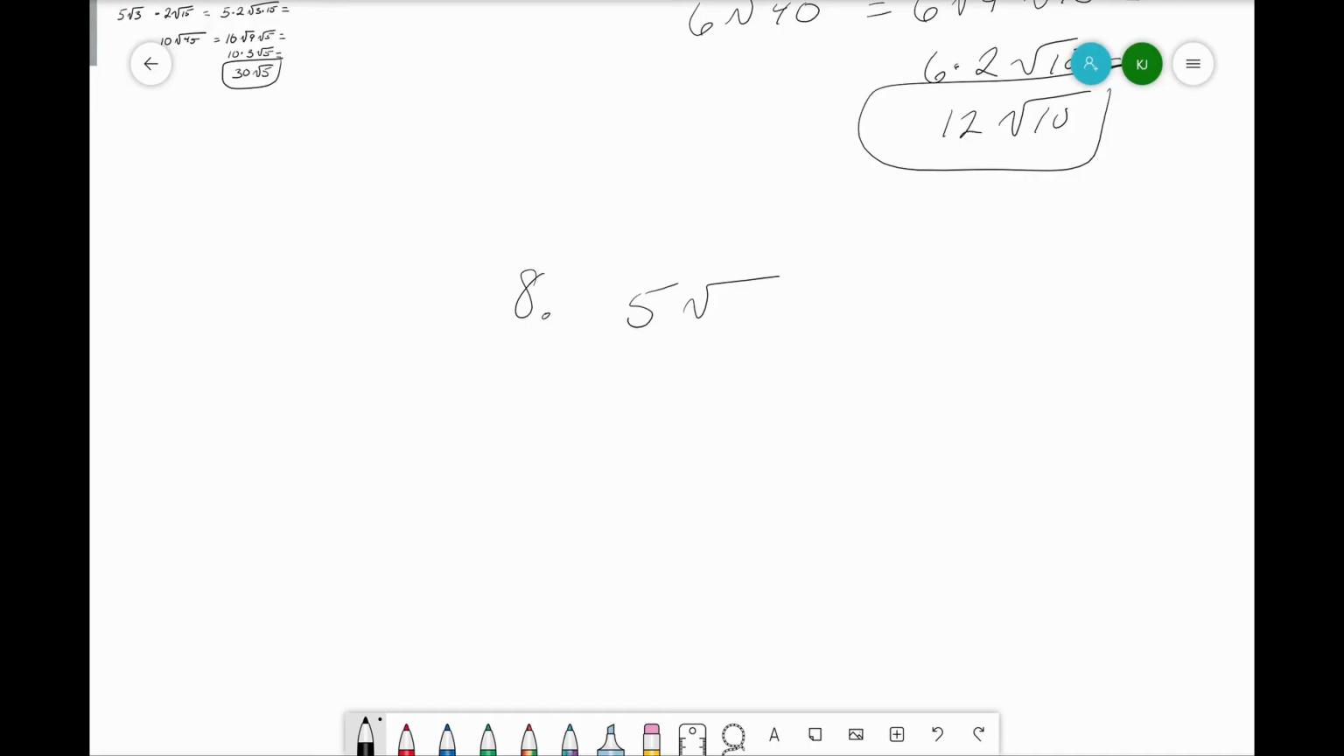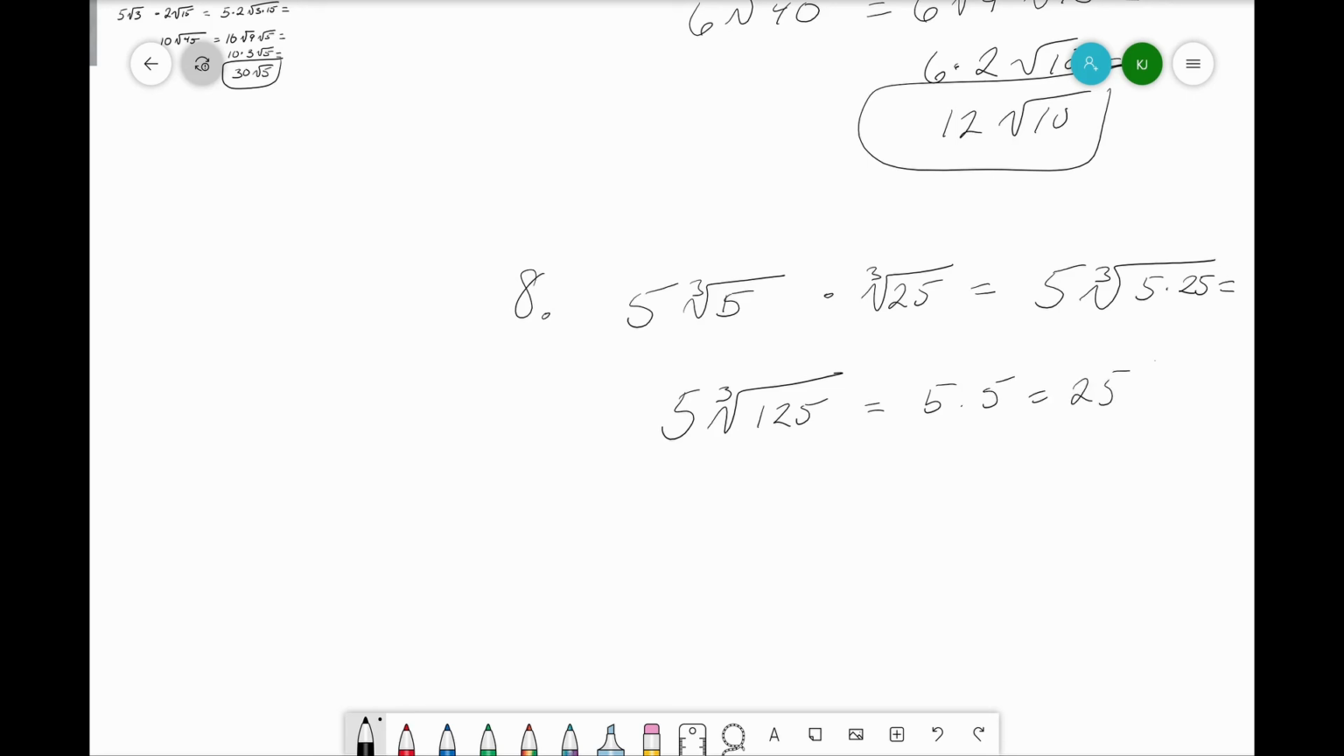Alright? Now, what are you going to do if you have a cubed root? So question 8 has a cubed root in it, and it's 5 times the cubed root of 5, times the cubed root of 25. Well, you're basically just going to leave it and do the exact same process for your problem. And ultimately, when you finish, the cubed root of 125 is just 5, so it's 5 times 5, which equals 25. So in this case, we end up with a whole number for our answer.